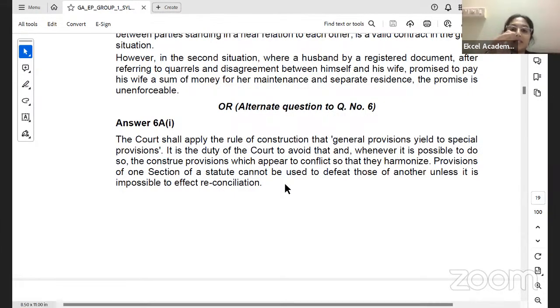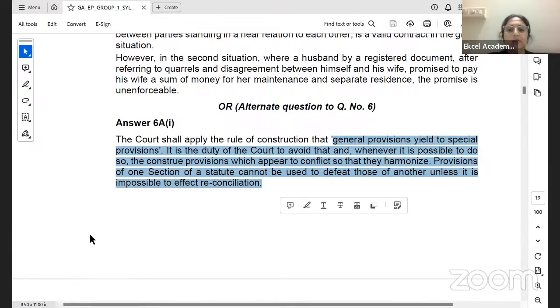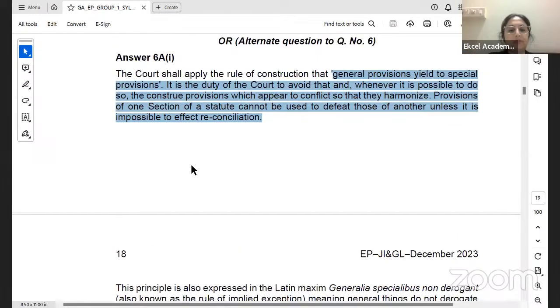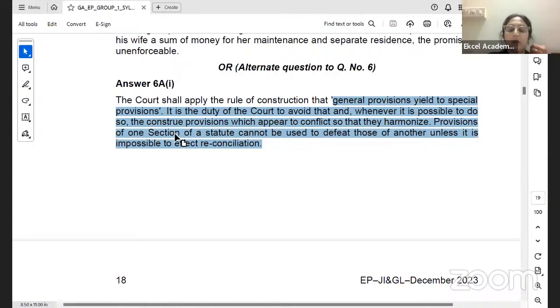So always when there is a general provision related to some dispute and a special provision related to some dispute, special provision will prevail. When nothing is available, go for general. When specifically for that only it is available, you have to follow that only. That is a general question. So the court shall apply the rule of construction that general provisions yield to special ones. You can give this answer in light of General Clauses Act, or in relation to interpretation of statutes. Everything is acceptable, but always when there is a general and special, you have to give importance to special provision only.